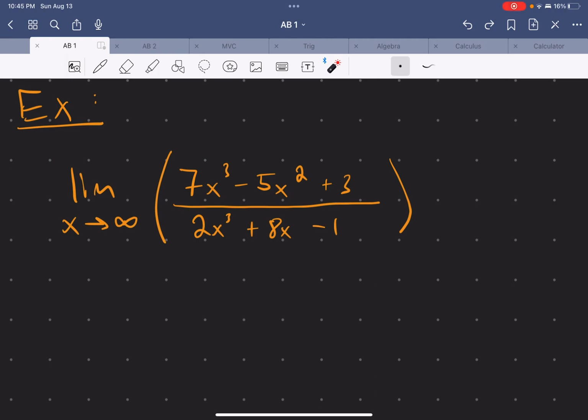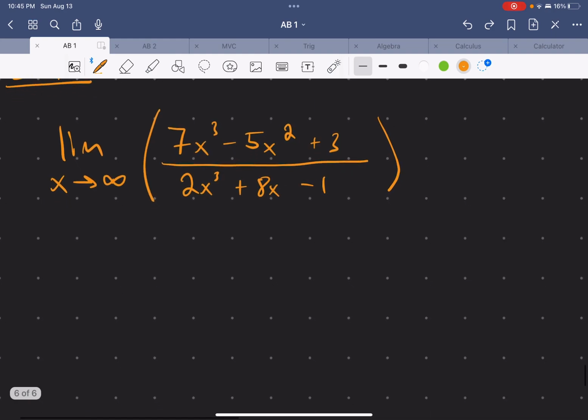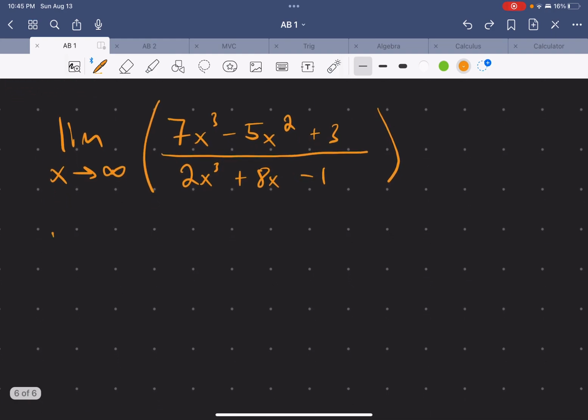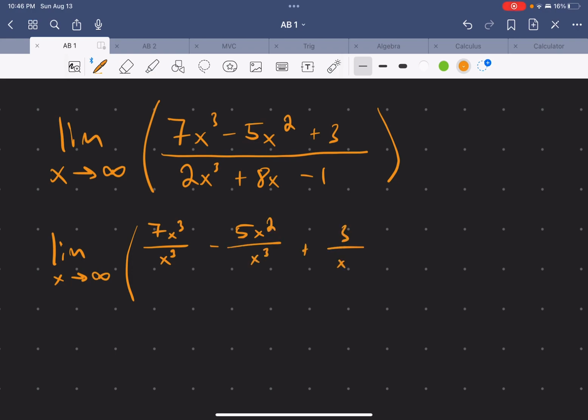So what I'm going to do is what the note said, and I'm going to go through and divide every single term by x raised to that highest exponent. If we look through the problem, the highest exponent on any of the terms is cubed. So I'm going to do 7x cubed divided by x cubed. And then the next term is 5x squared, divide that by x cubed. And then the 3. So there's our numerator.